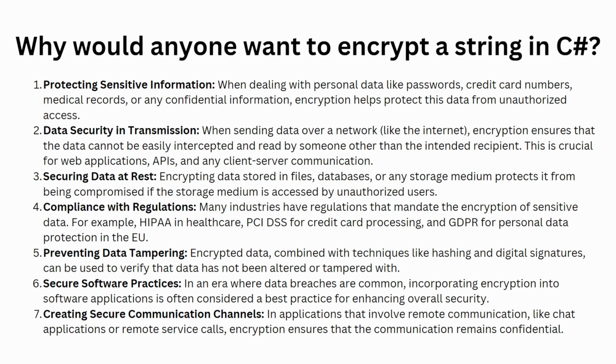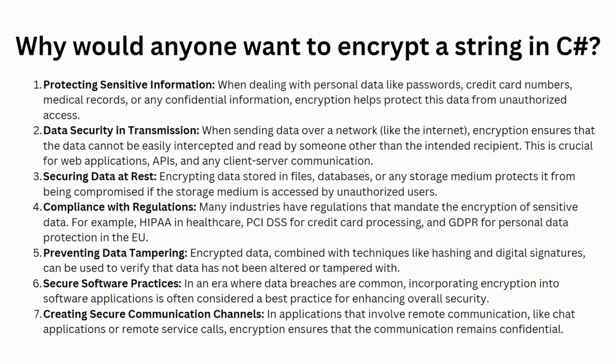Before we get to the code examples, let's quickly go over the reasons why you might want to encrypt a string in C#. You can encrypt a string in C# if you want to protect sensitive information, if you want to secure your data when this data is in transmission, when you're sending data over a network, to secure data at rest, to comply with specific regulations, like for instance, if you work in healthcare or if you work in any government organization, also to prevent data tampering, to secure software practices, and to create secure communication channels.